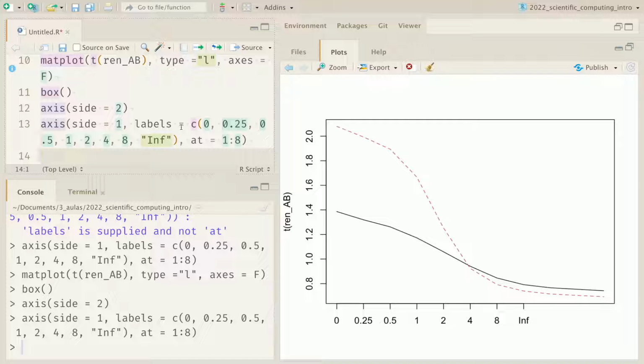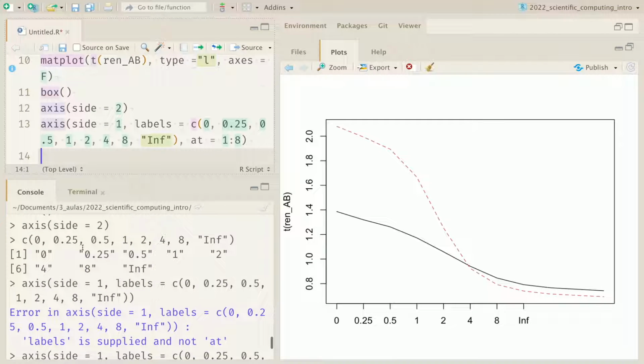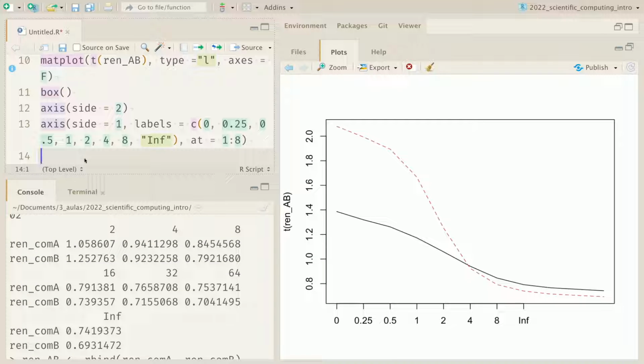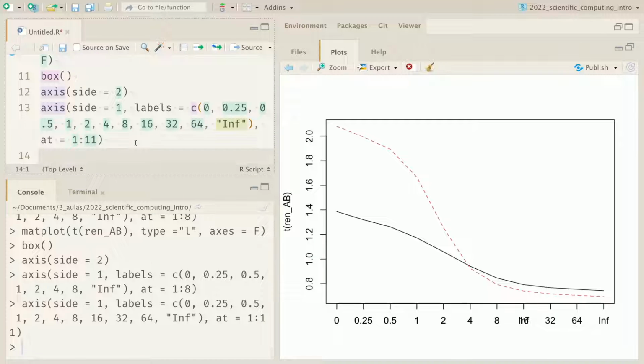I think it goes 1, 2, 4, 8, 16, 32, until 64. Ah, 64, of course. I'm missing lots of labels. Thank you. I was just wondering why this happened. But this happened because it's 16 and 32 and 64, and inf, and now it's 1, 2, 3, 4, 5, 6, 7, 8, 9, 10, 11. So the 11 part that Sebastian was asking about is actually just the index.